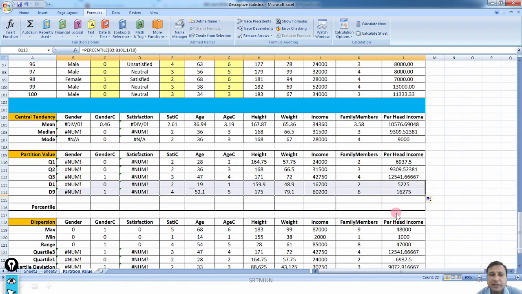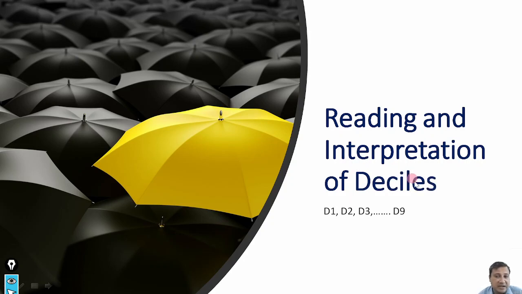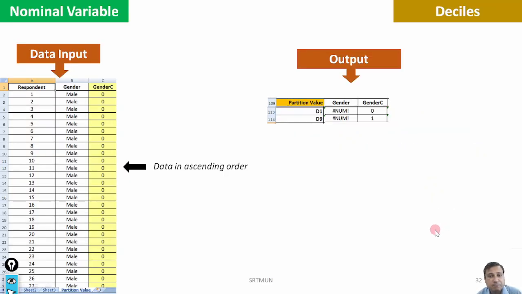Now again, let me take the nominal variable first, and let me read and interpret all these numbers that I have computed. So let me start with the reading and interpretation of the deciles.